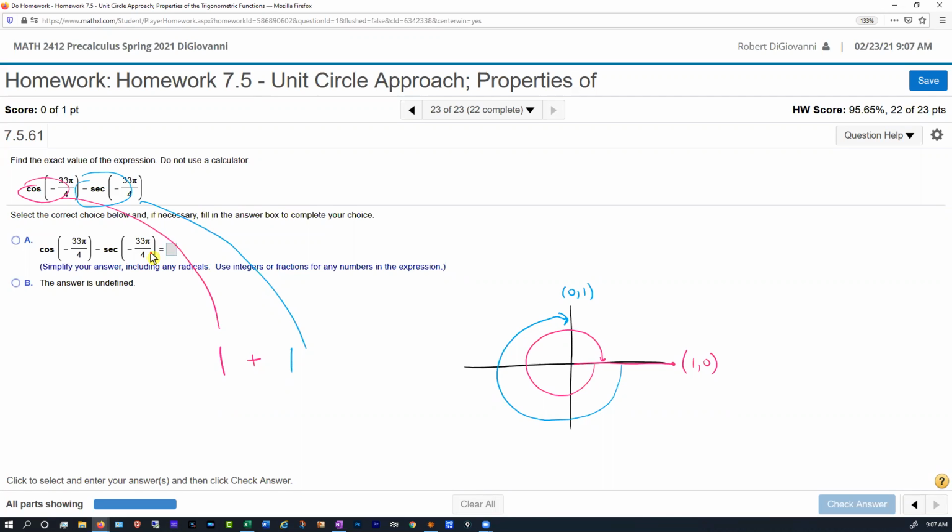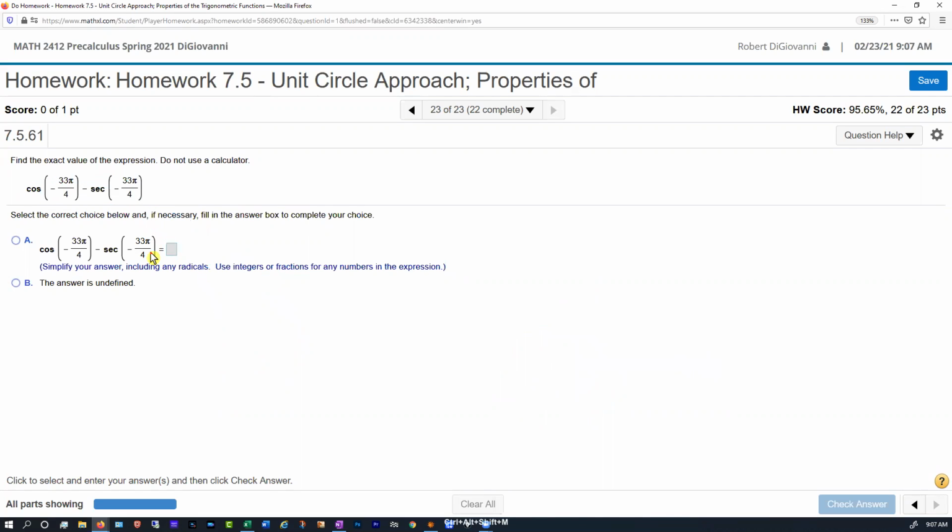And then this one here, clear. Ooh, okay, so for this one, how do we want to do this? There's a couple of ways to do it, but okay, so let's see here. Do I really want to? Let's figure out where 33 pi over 4 is. Let's do that. Let's just figure out where negative 33 pi over 4 is.